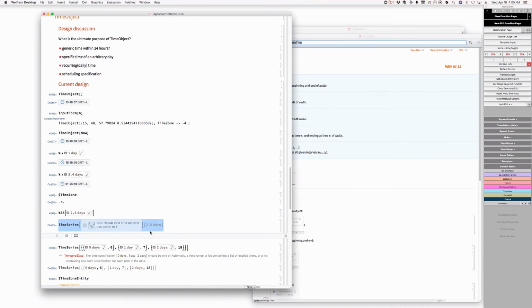No, but wait a second. So what we're saying here is, okay, there's an ambiguity in the case where a time series has absolute times in it, and then I say, show me 2.5 days there. That kind of means 2.5 days since the beginning of the time series.